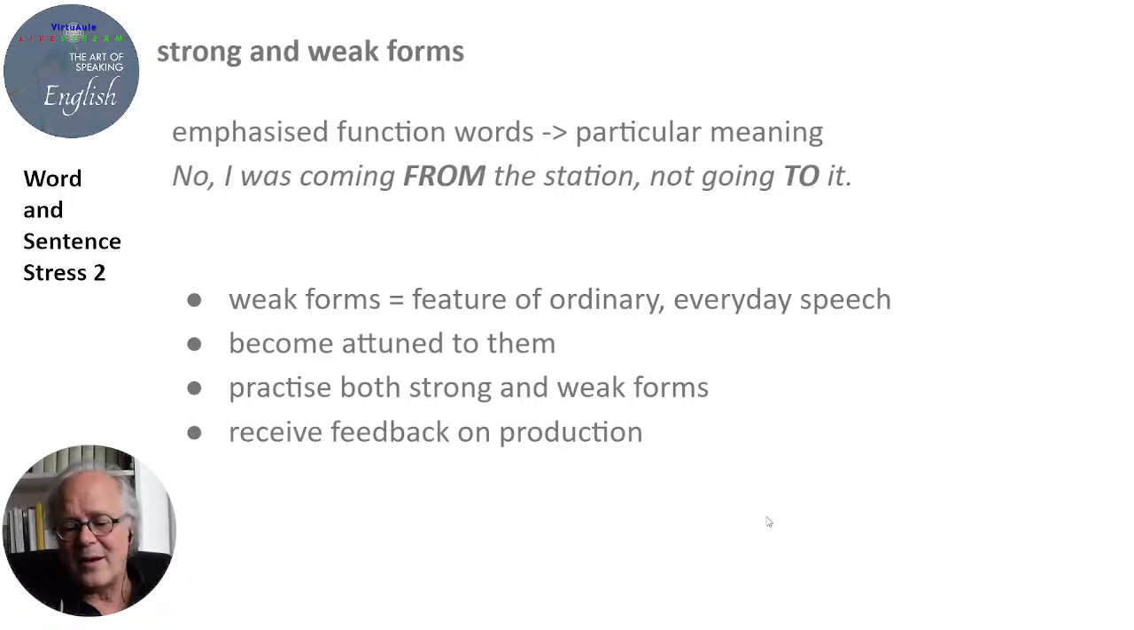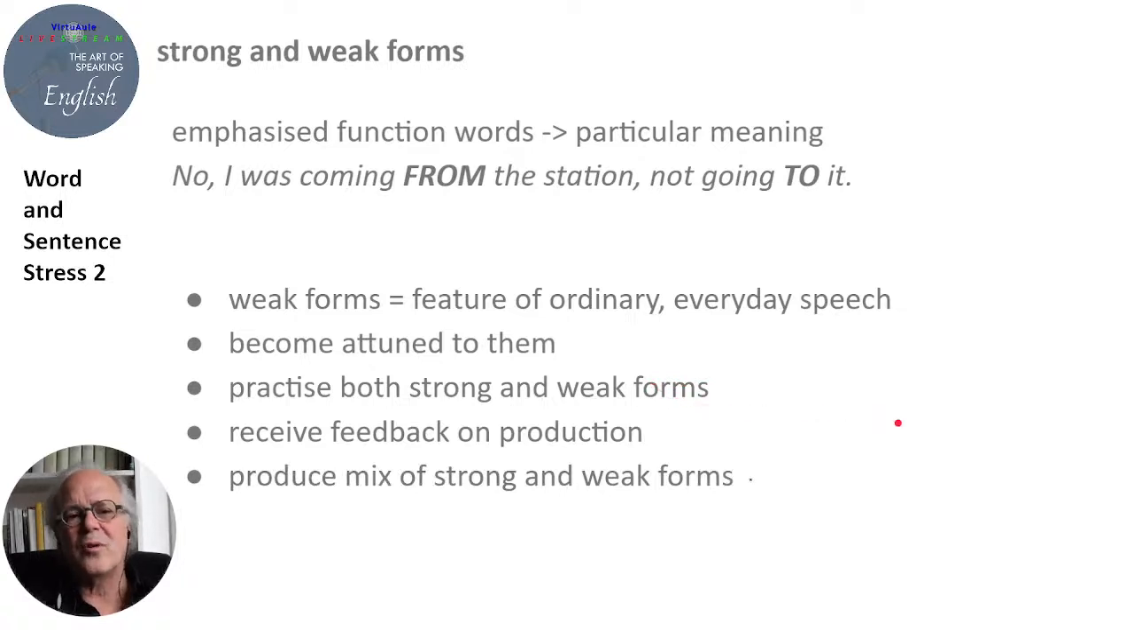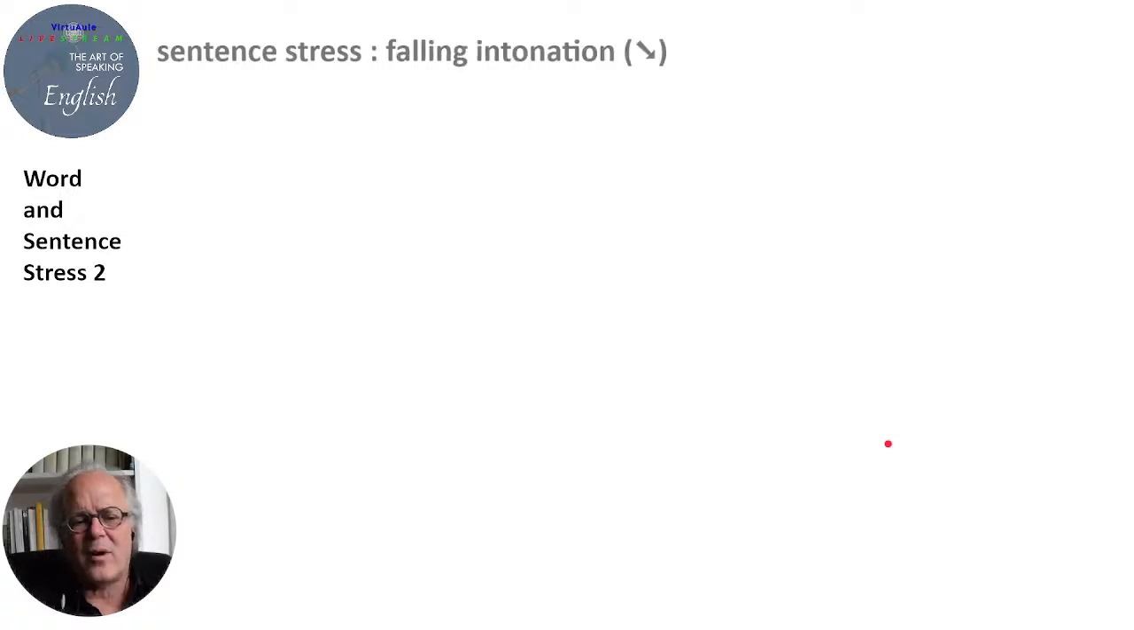If you have a teacher, try to receive as much feedback as you can on the production that you have, in order to produce a good mix of both strong and weak forms. You're not just speaking mechanically, saying 'I always speak like this and everything is the same for all of the words that I say.' That's a robot. You have to try to produce strong and weak forms.